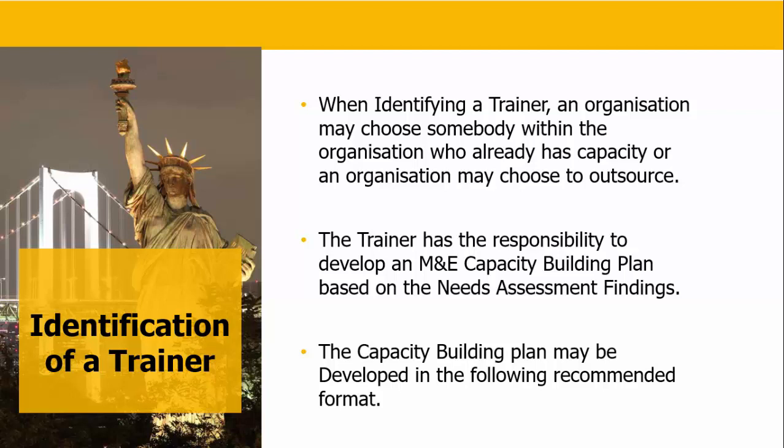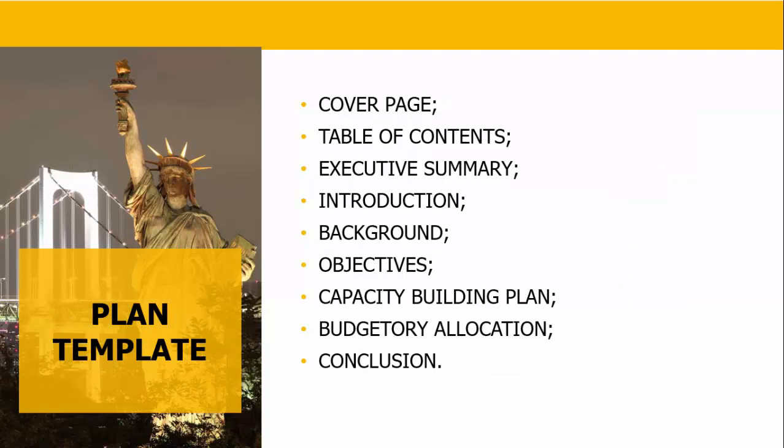Okay, so now the capacity building plan. There's obviously a template that you can use. The cover page, of course, is essential. Table of contents, executive summary, introduction, background, objectives, and the capacity building plan itself. So what we are saying here is the planned activities.